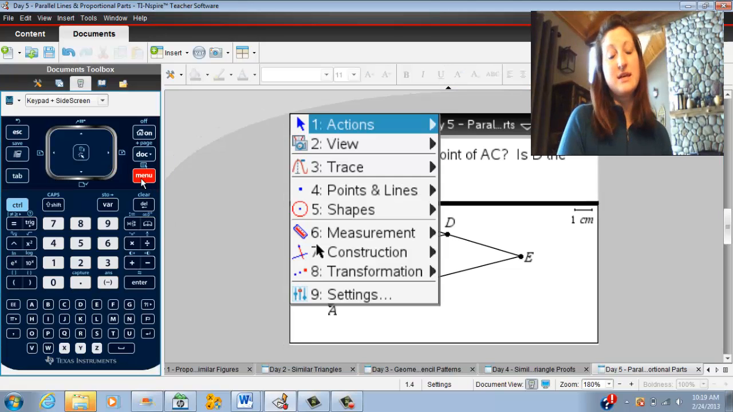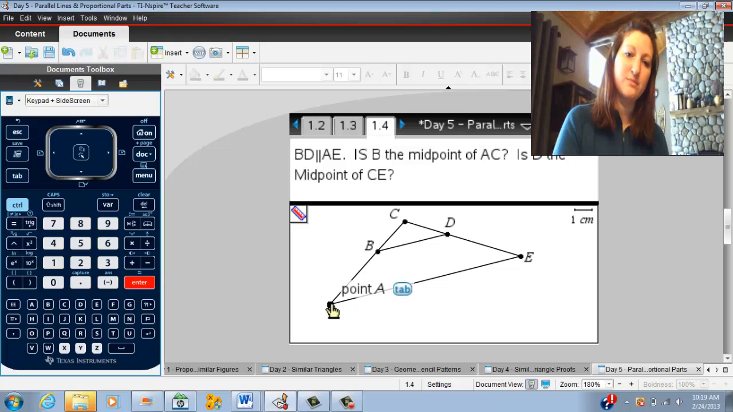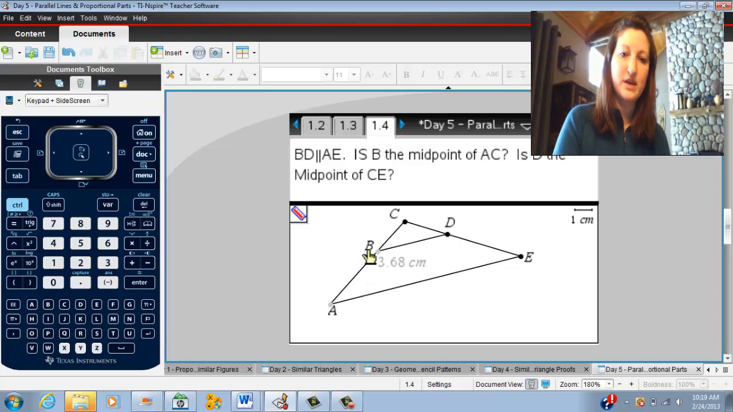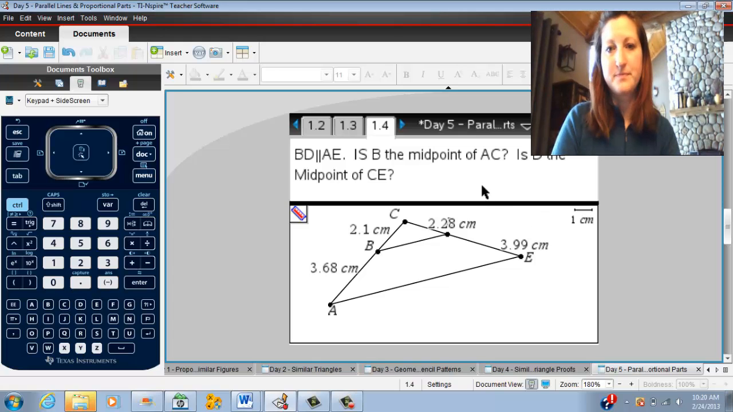So we can easily measure. If we go to measurement, we can measure the length. We can measure from A to B. We can measure from B to C, and very easily we can see that those two are not the same length. Midpoint has to be in the middle, which means that those two segments would be equal, and they're not. So same thing with C to D and D to E. Okay, so those points, B and D, those are not midpoints.